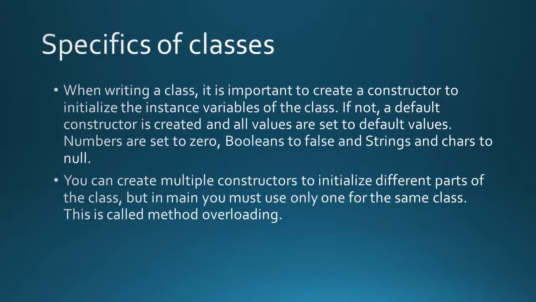A few specifics for a class. When writing a class, it's important to create a constructor to initialize all the instance variables of the class. If not, a default constructor is created and all the values are set to default values. Numbers are set to 0, booleans are set to false, and strings and chars are set to null. You can create multiple constructors to initialize different parts or all parts of the class, but in main you must only use one for the same class. Doing this is called method overloading.